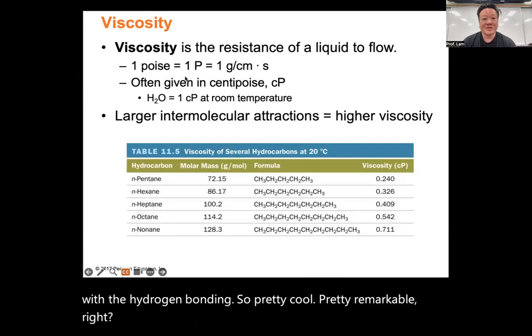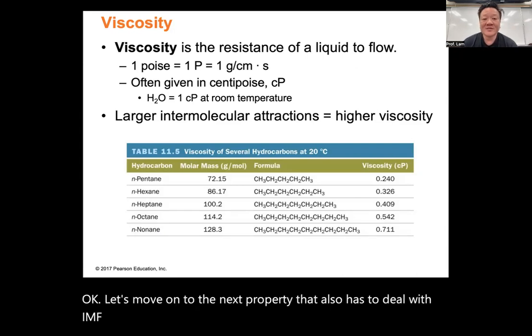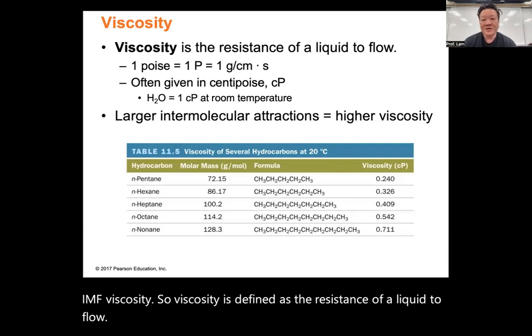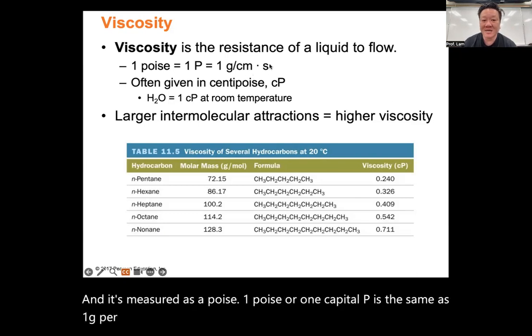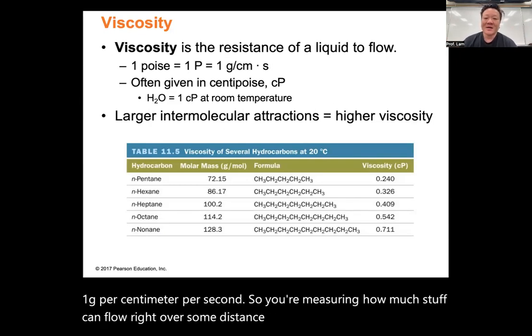Okay, let's move on to the next property that also has to deal with IMF, viscosity. So viscosity is defined as the resistance of a liquid to flow. And it's measured as a poise. One poise or one capital P is the same as 1 gram per centimeter per second. So you're measuring how much stuff can flow, right, over some distance per time. So it is really the resistance of a liquid to flow.